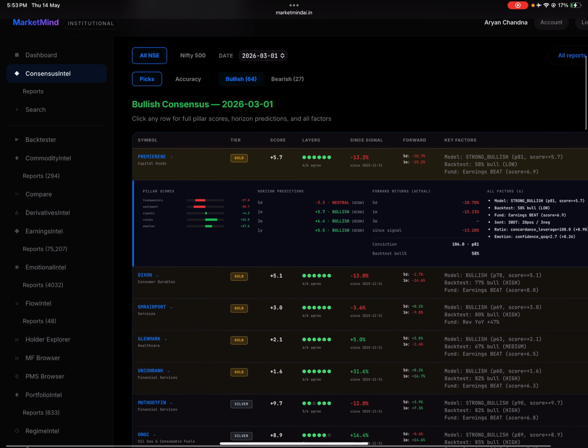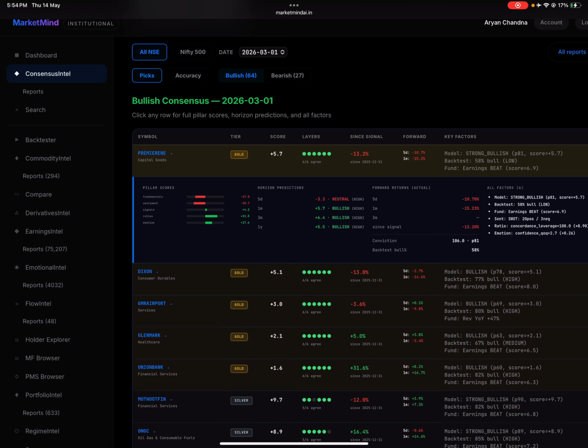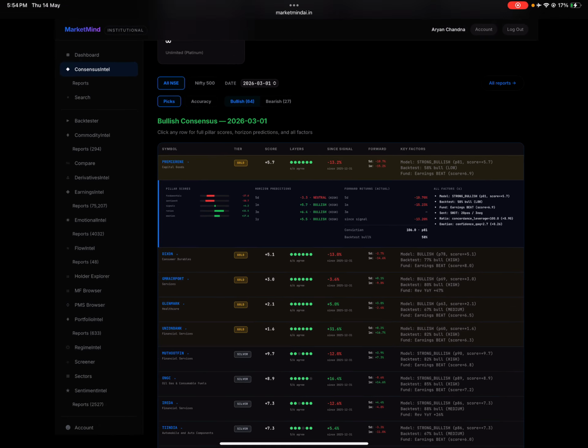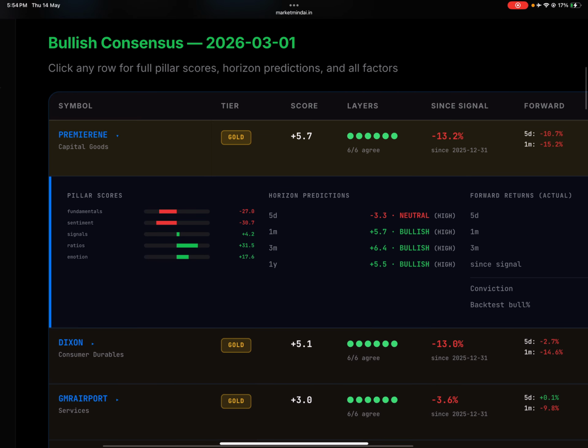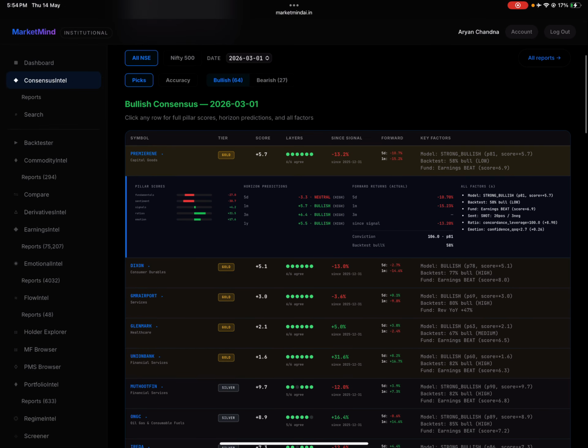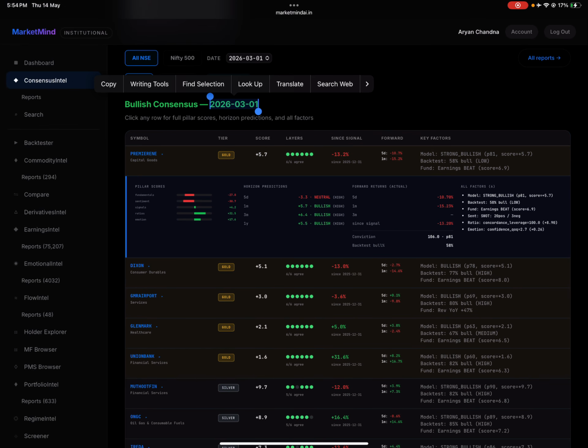Now the scores have changed. The top scores are now more like 15, but that's just because we've added extra layers to the system. But the top one remains the strongest ones. Premier Energy, if you go and look at what it's done since the signal date around the 1st of March, it actually went up 35%.